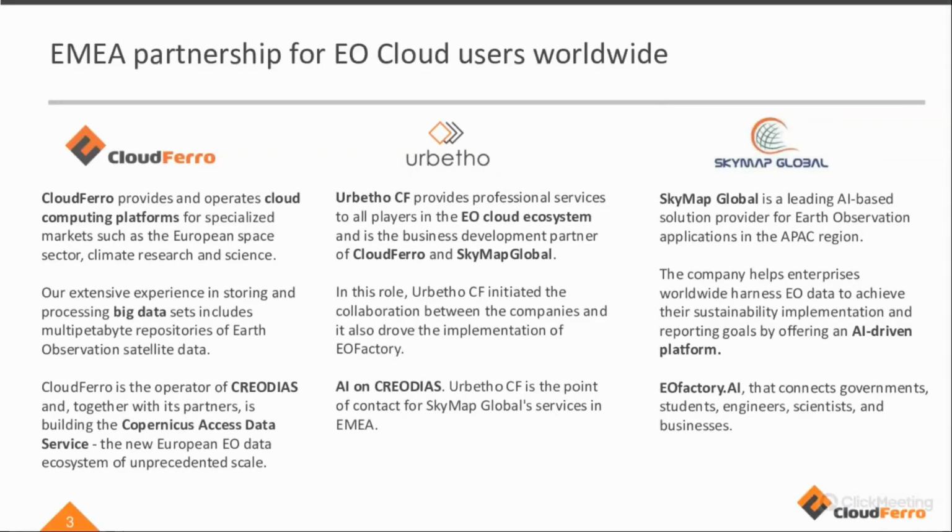To begin with, perhaps a few words on how our trilateral cooperation was established. So the spark of the whole operation comes from the Urbeto. Urbeto CF with great knowledge and experience in the area of EO Cloud ecosystem initiate the cooperation between SkyMap Global and CloudFerro, and also drove the implementation of the EOfactory. As a result, users using the EOfactory platform can benefit tremendously from CloudFerro cloud computing power, along with EO data, and from SkyMap Global vast skills and experience in the area of AI, as SkyMap Global is a leading provider of Earth observation application in the APAC region.